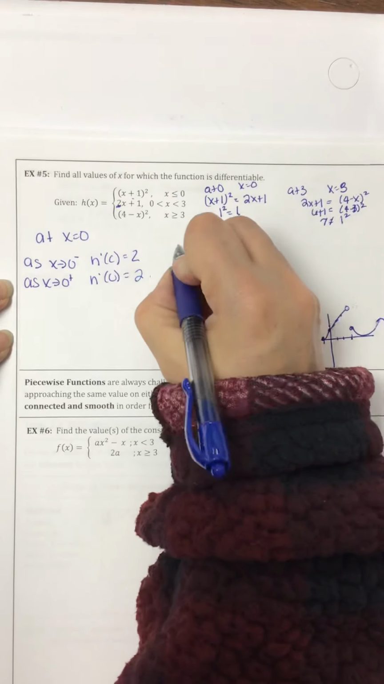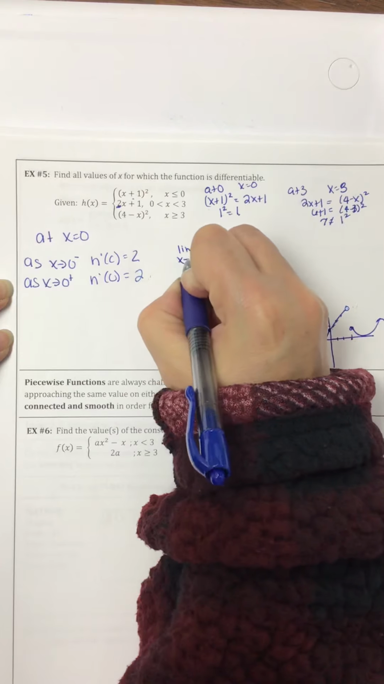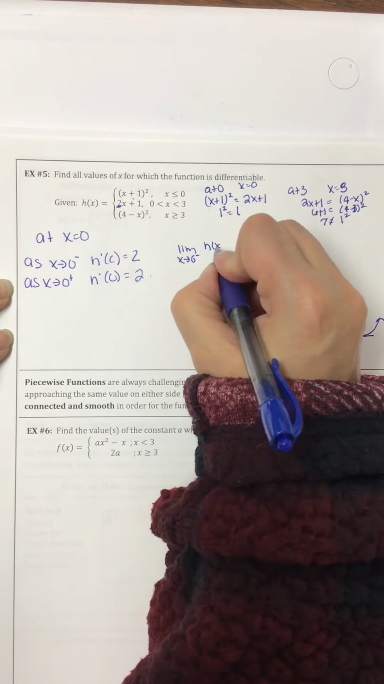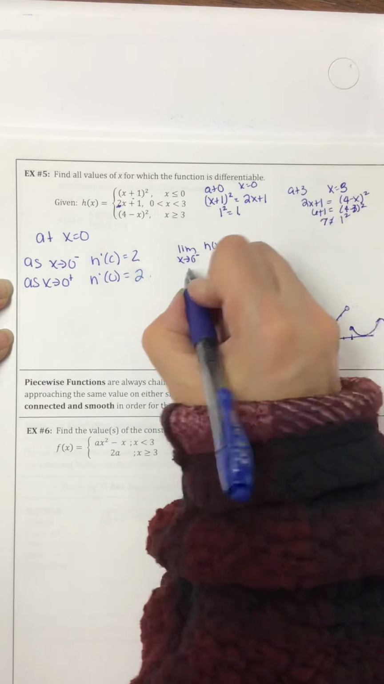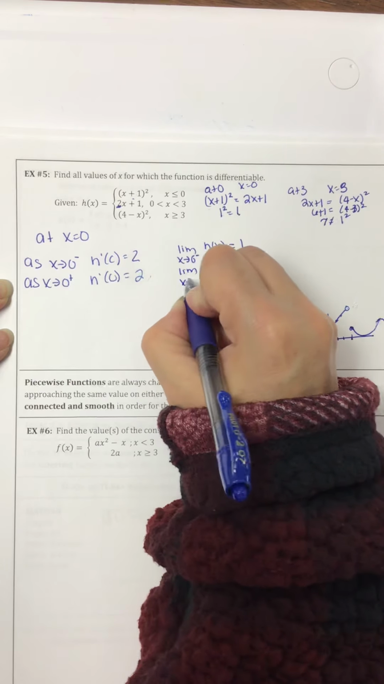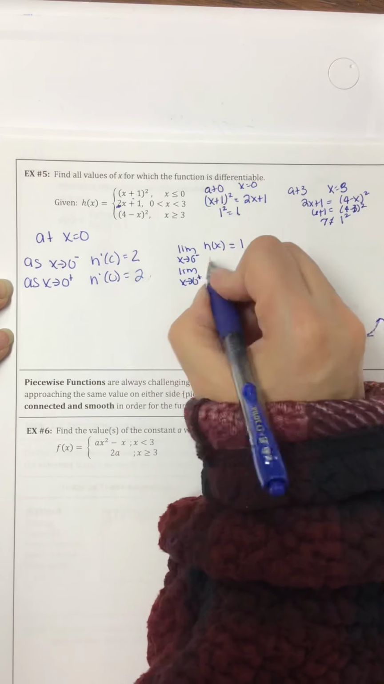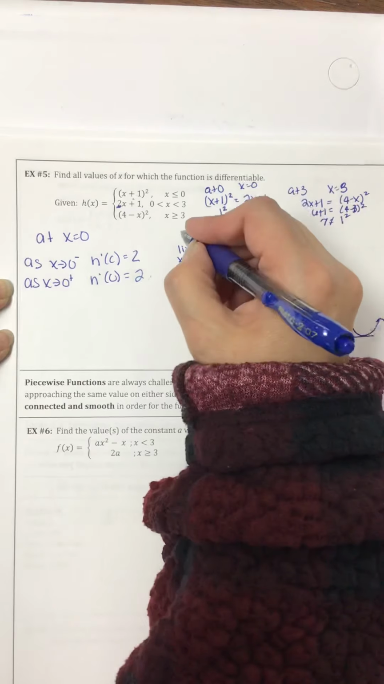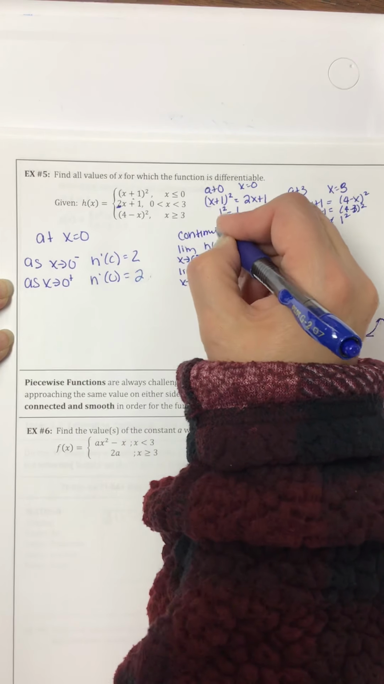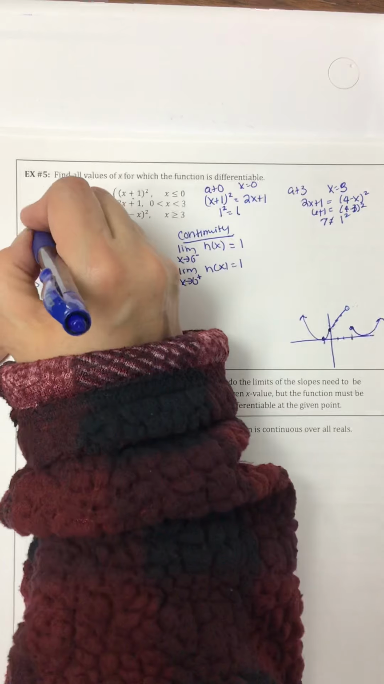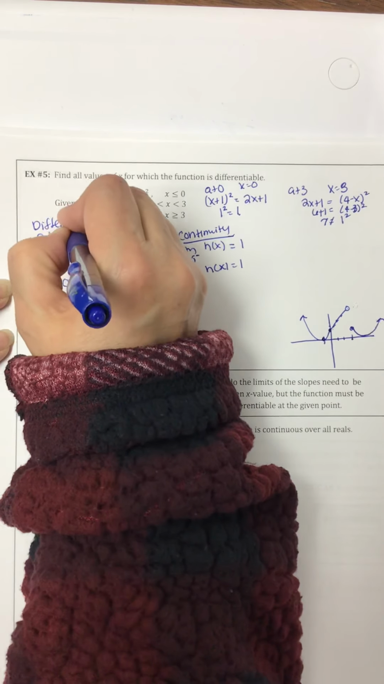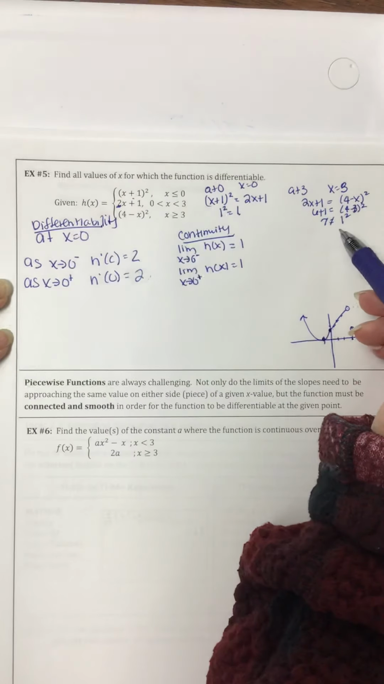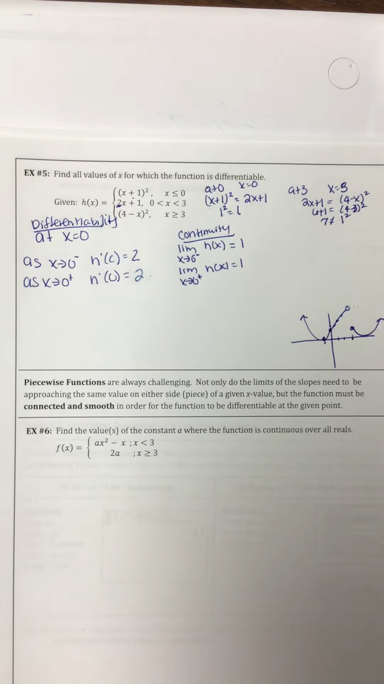So the limit as x approaches 0 from the left of the function was 1, and the limit as x approaches 0 from the right of the function was 1. So this deals with our continuity. This deals with our differentiability. We don't have to deal with the differentiability of 3 because we know it wasn't continuous, right?